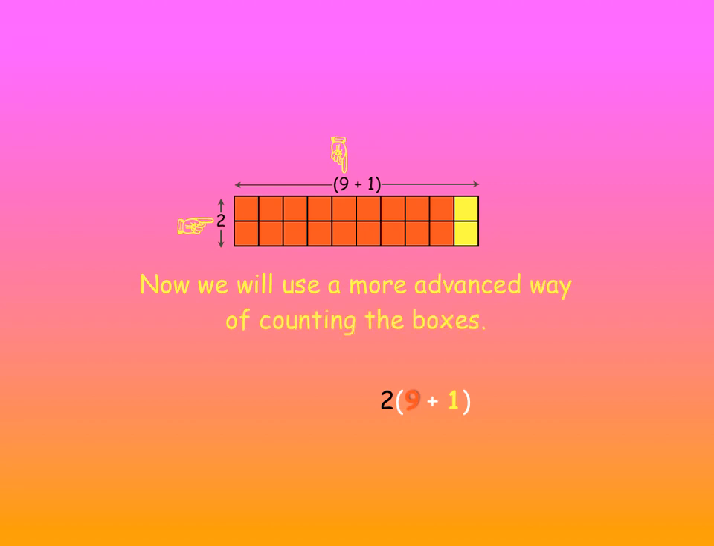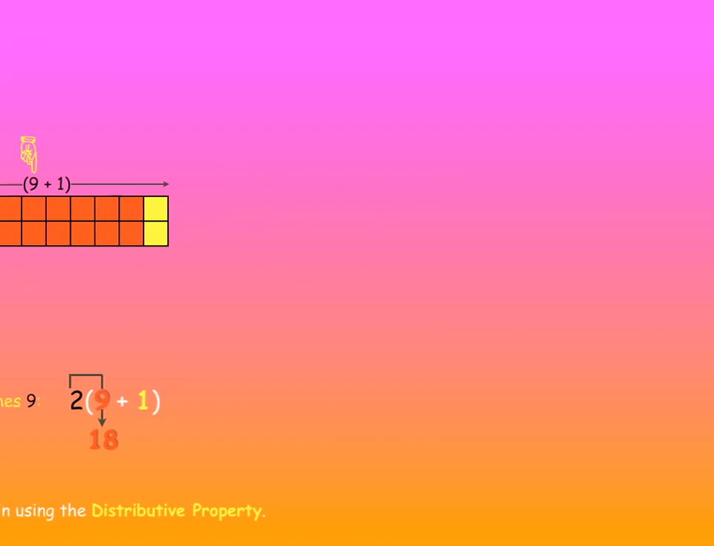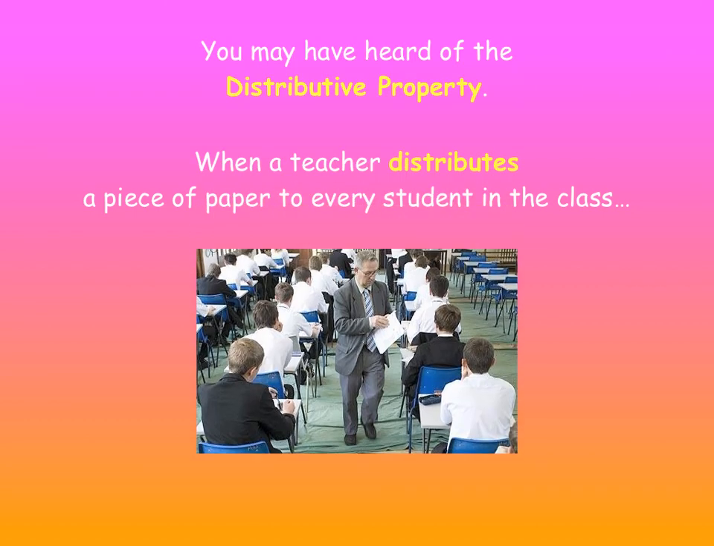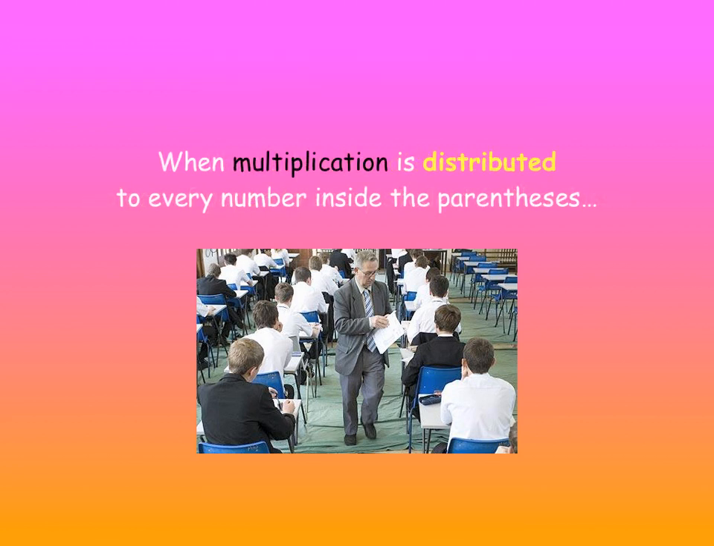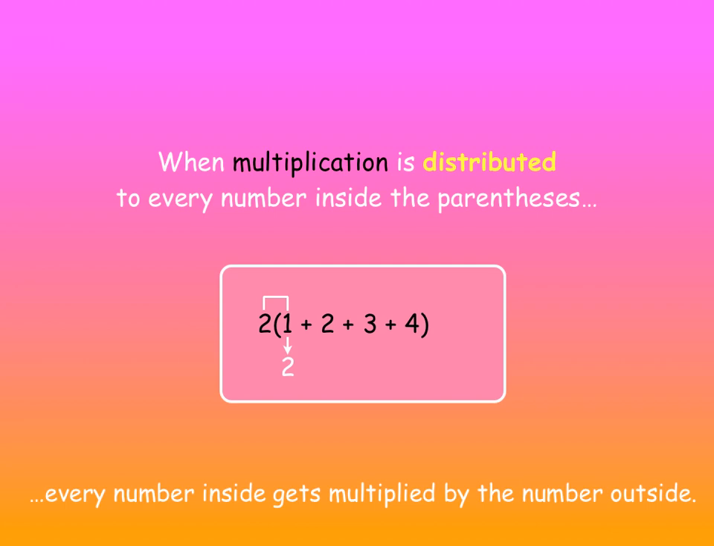Now we will use a more advanced way of counting the boxes. Down below here, let's multiply 2 times 9, and that's 18. This is the first step in using the distributive property. You may have heard of the distributive property. When a teacher distributes a piece of paper to every student in the class, every student gets a paper. And when multiplication is distributed to every number inside the parentheses, every number inside gets multiplied by the number outside.